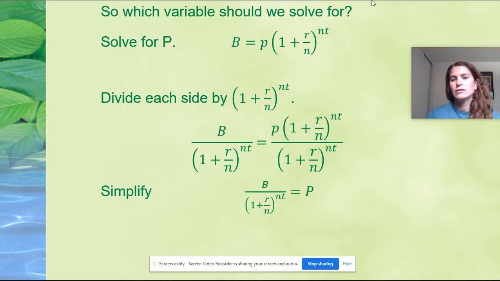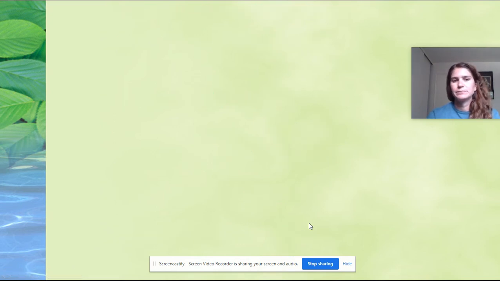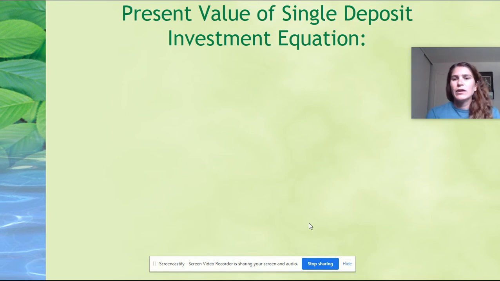We're going to then simplify. We know that these values on the P side actually divide out and equal 1, leaving us with just the P value, and we can't simplify anything else on that left side. So now we rewrite the equation, having the variable we want to solve for on the left side and the rest of our expression on the right side. Our present value of a single deposit investment equation is P equals B divided by (1 plus R over N) to the NT power.